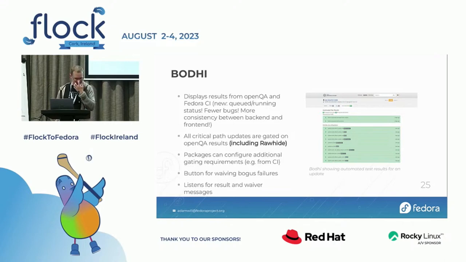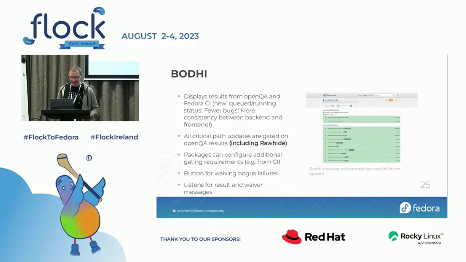On a package-by-package level, you can actually configure the gating requirements. So for the OpenQA tests, they're all kind of the same. But if you put tests for your package in CI, you can also add a file in the repository which says gate on those tests, and then your update won't go through unless those tests pass as well. As I said, there's a button for waiving a bogus failure. So if you're really, really sure that a failure doesn't actually mean things are broken, you can waive it.